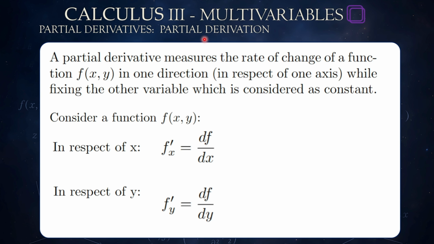Partial derivation. A partial derivative measures the rate of change of a function f(x,y) in one direction, or with respect to one axis, while of course fixing the other variable, which is considered as constant. So consider a function f(x,y). With respect to x, f'x is equal to df over dx. We are deriving with respect to x. x is considered the variable, but y and any other thing within the function are considered as constants. With respect to y, f'y equals df over dy.